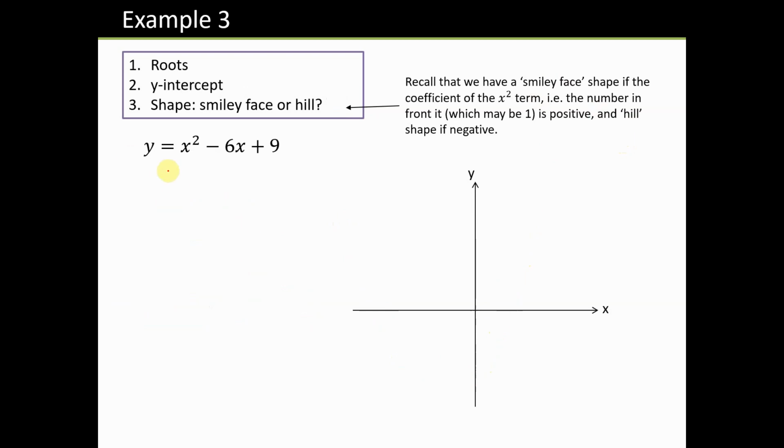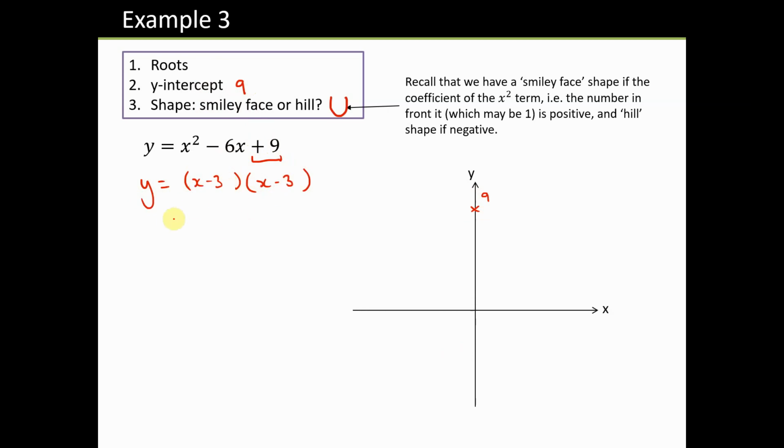Example 3, so another similar one. Well, it's going to be a U shape again. I've got another way example in a bit. And my y-intercept is 9. Hopefully this is coming nice and easy to you now. And my roots, well, I need to factorize. This is going to be x minus 3, x minus 3.